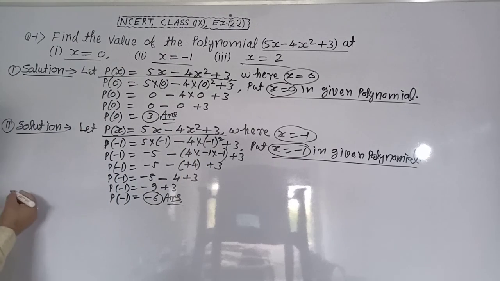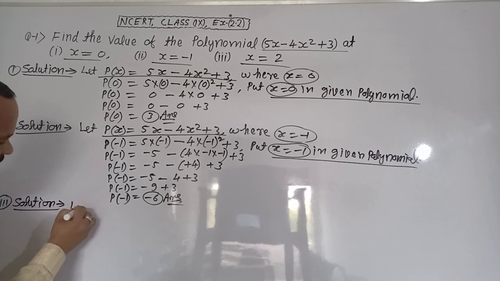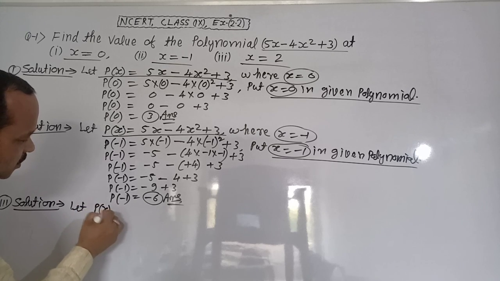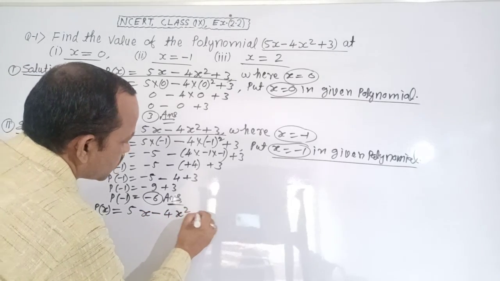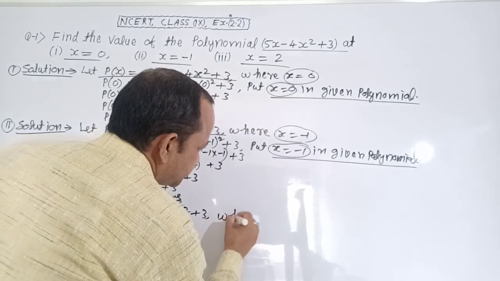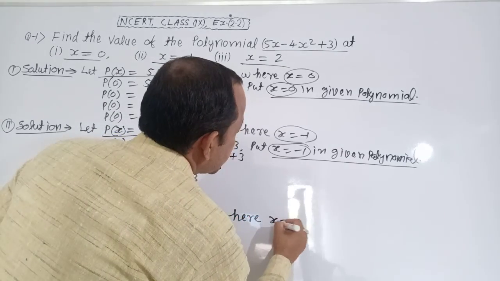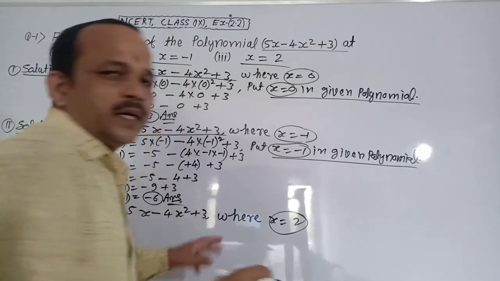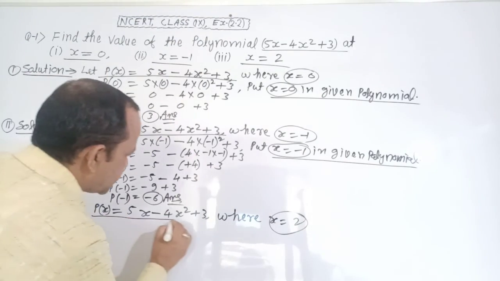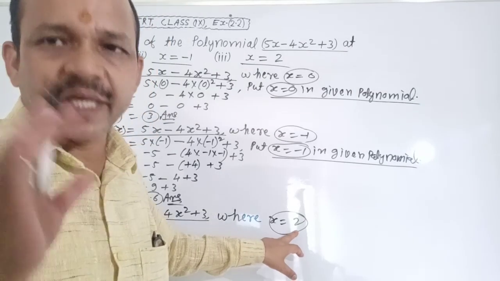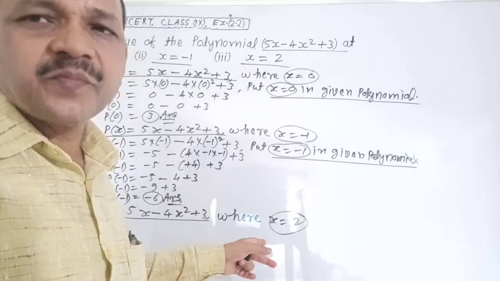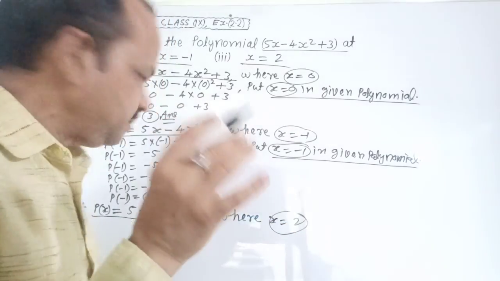Next, third solution. Let P(x) equal to 5x minus 4x square plus 3, where x equals 2. Given polynomial is P(x) equals 5x minus 4x square plus 3, where x equals 2. Clear? It means you put the value of x equal to 2 in the given polynomial. Clear?